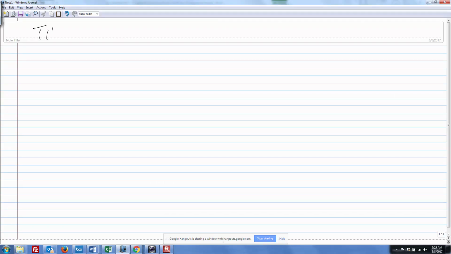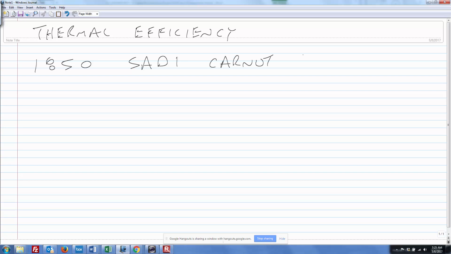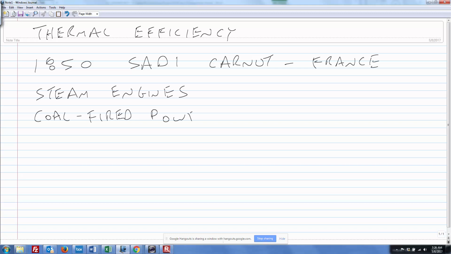So, thermal efficiency. What we're going to do is go back to 1850, to Sadi Carnot in France. Sadi Carnot was looking at steam engines. And one thing we know is that a coal-fired power plant is just a big steam engine.